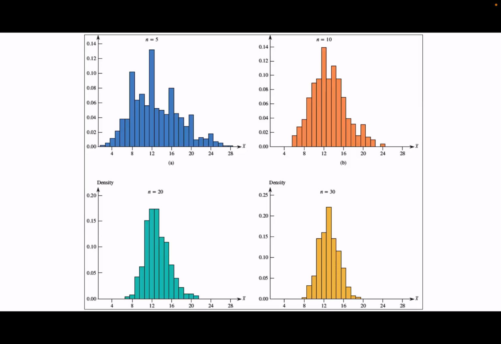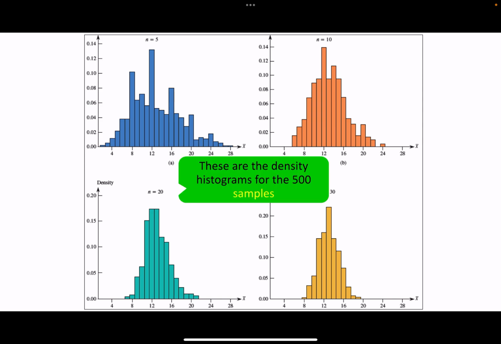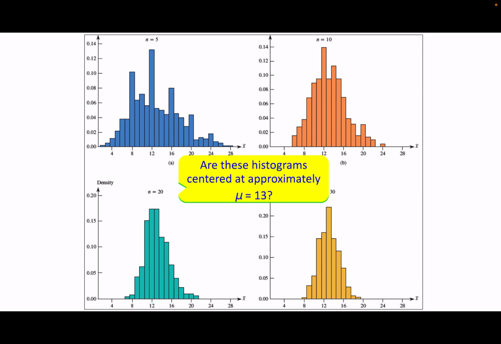And notice what's happened: we've gone from n is 5 to n is 30. It gradually gets more normal the larger our n values are. So the more we group them, the more normal it gets. And then our mean starts to level out, and so does our standard deviation. Our standard deviation decreases as we go. These are the density histograms for the 500 samples.